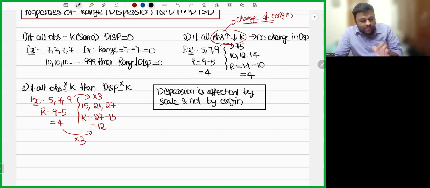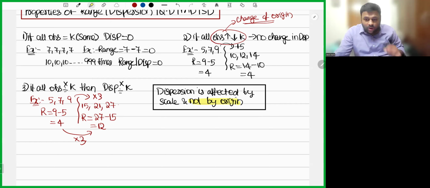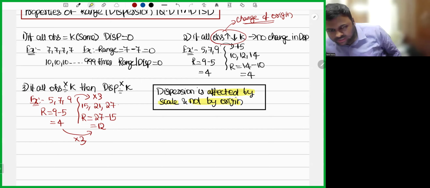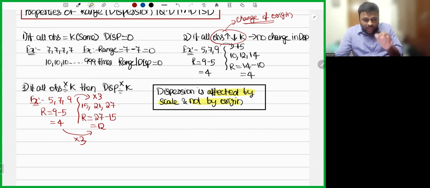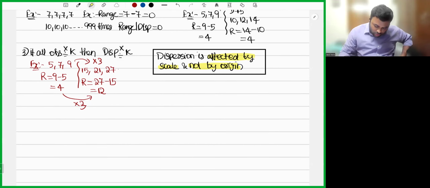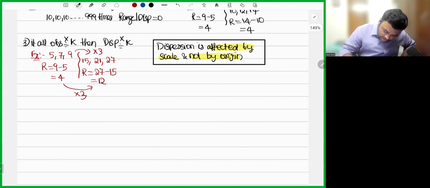If all the observations are increased or decreased by a constant, dispersion does not change. That's the reason I said it is not affected by origin. But when all the observations are multiplied or divided by a constant, dispersion also gets multiplied or divided by the constant. That's the reason I said it is affected by scale. So I hope the point is clear. First 3 points. Now, how the implication of this point will be there, I'll let you know now. I'll give you a few sums also, which we'll solve now in the class.